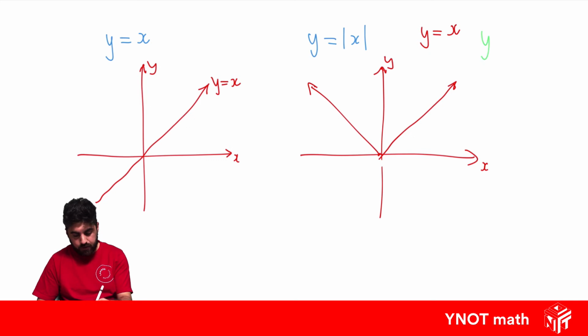What about y equals minus absolute value of x? Well, we can apply our graph transformations, and we know that a negative in front of any function reflects it in the x-axis. So y equals negative absolute value of x will look something like that.